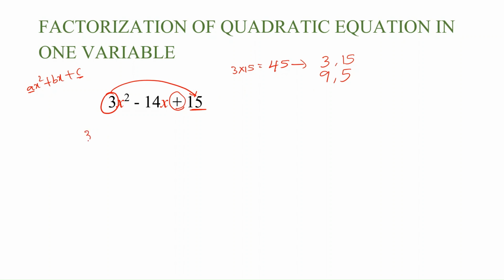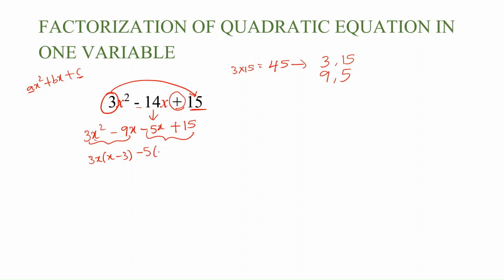So this can be written as 3x square. Now the middle term can be split as minus 9x minus 5x. Here we have a negative sign, so for both the factors, we'll take a negative sign, plus 15. From these two, take 3x as common. Here we'll have x minus 3. From these two, take minus 5 as common.